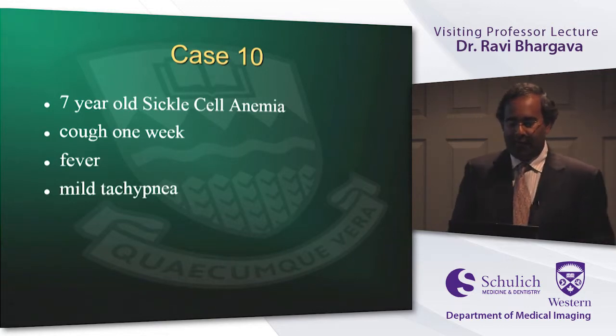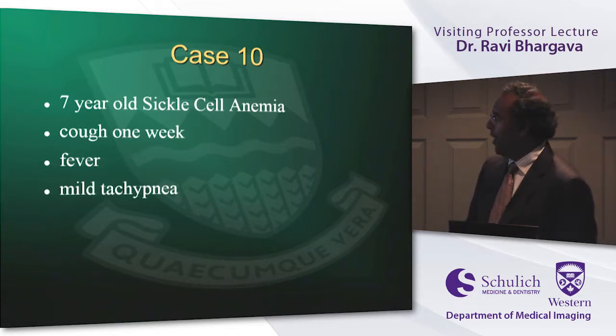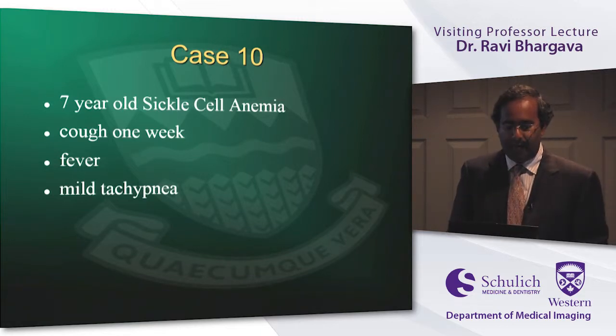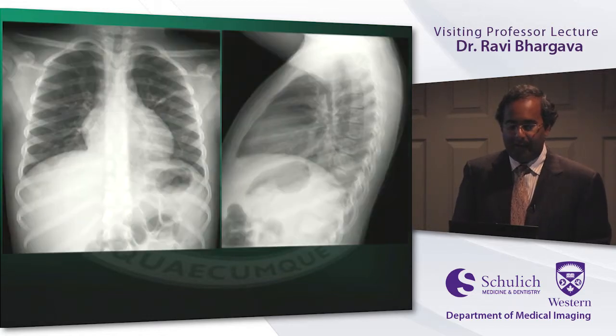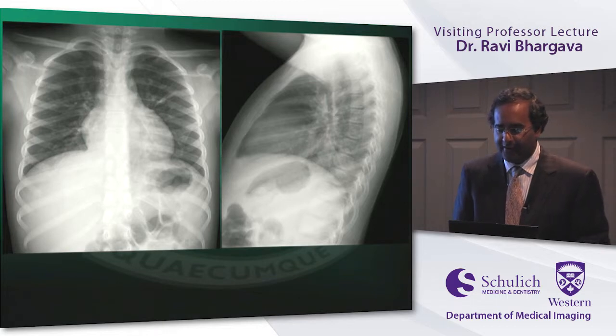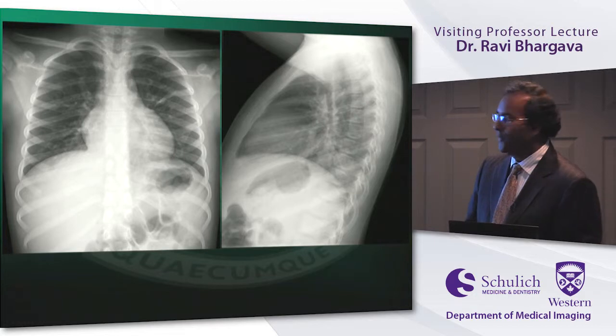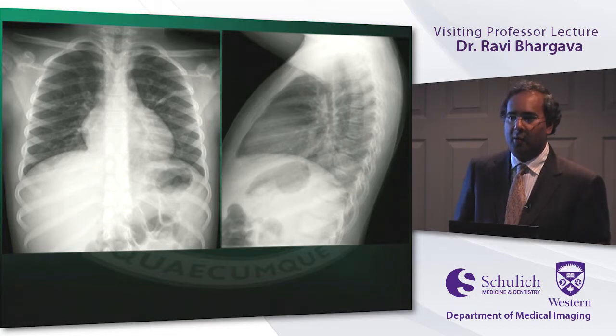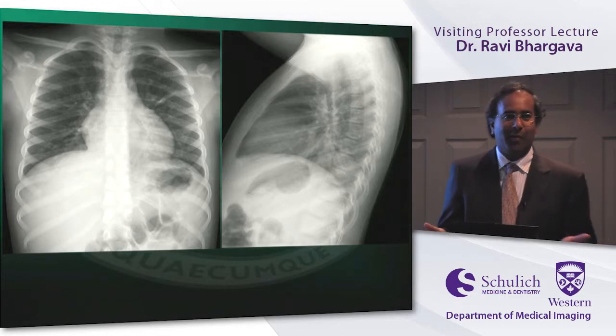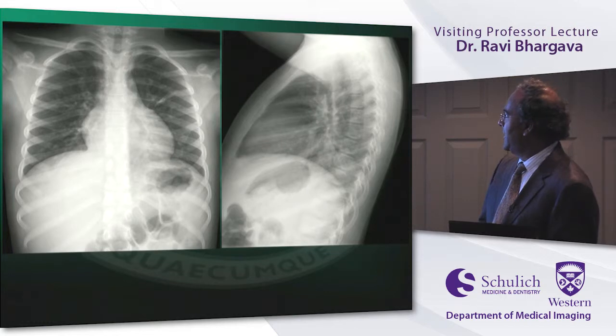Okay, so the next child is a 7-year-old with sickle cell anemia who had cough for a week, has fever and mild tachypnea. Our sickle cell population in Alberta is growing, so this is becoming more common. So this is the radiograph of the chest. This child was seen by our emerge docs and basically sent home as being normal. So obviously it can't be normal, otherwise I wouldn't show it to you.